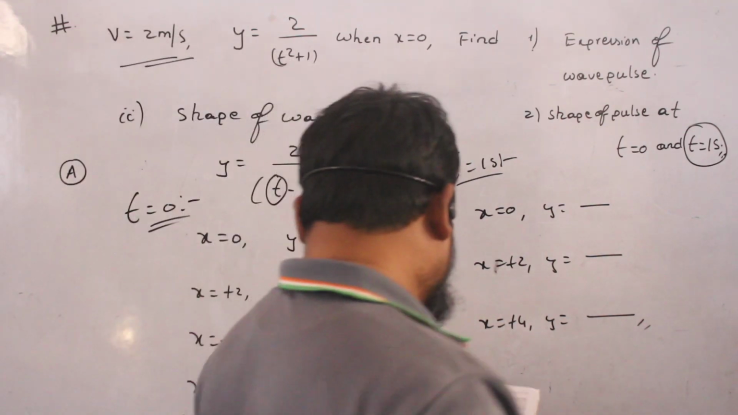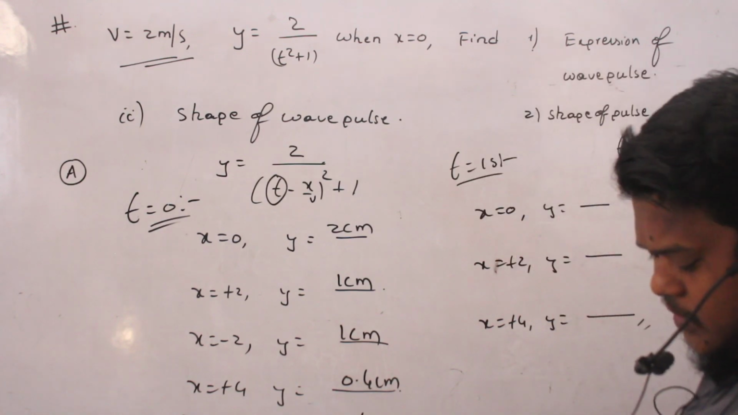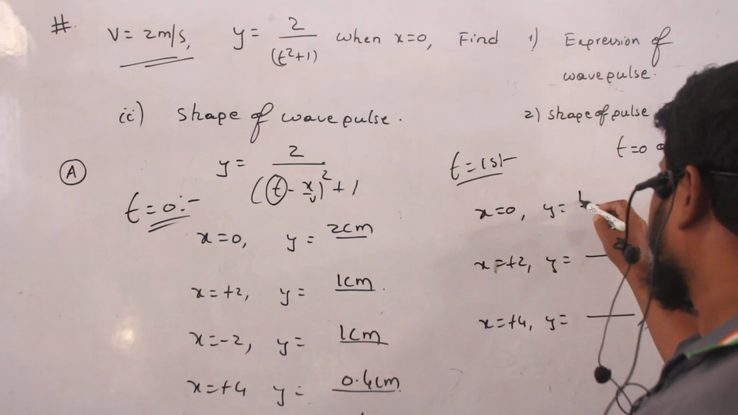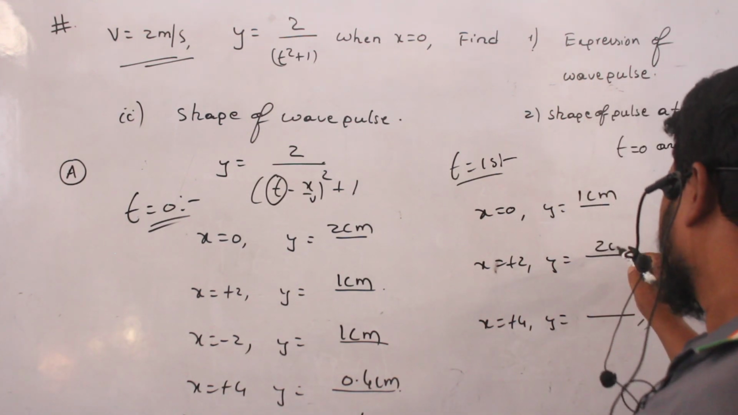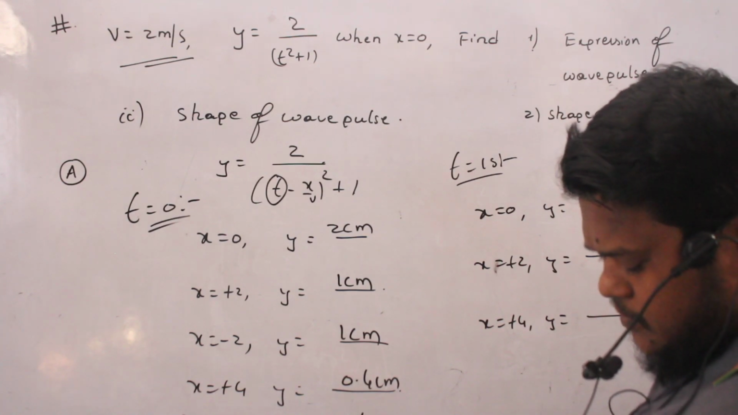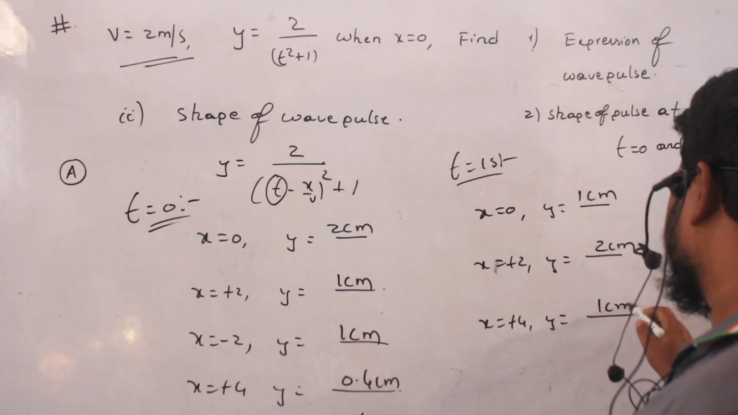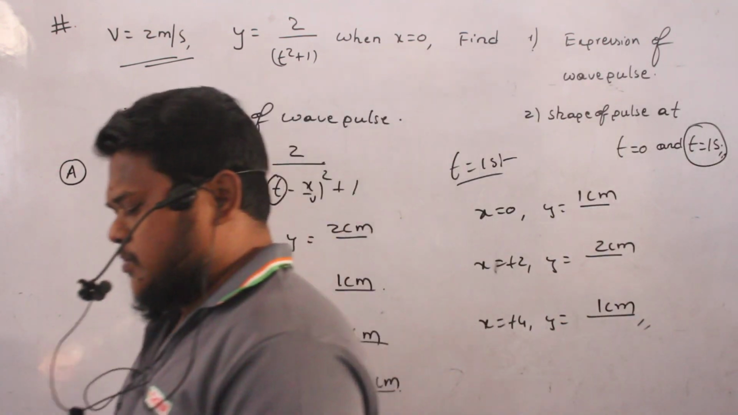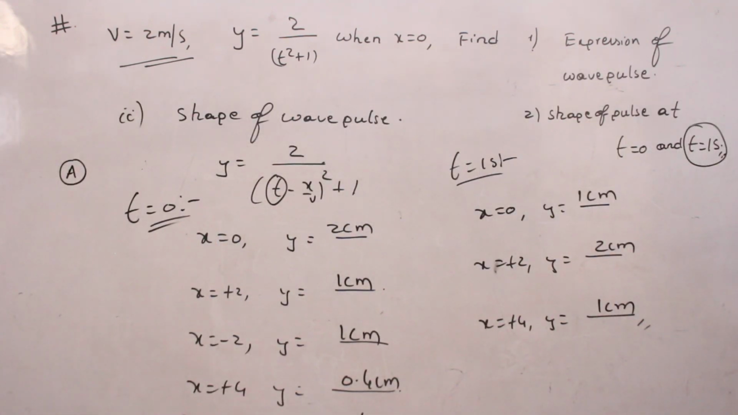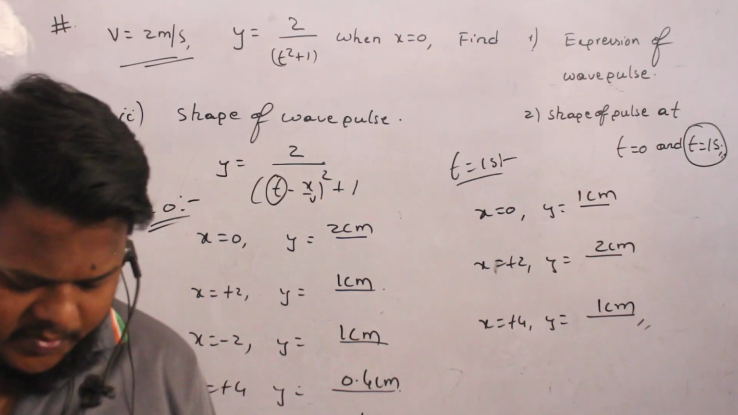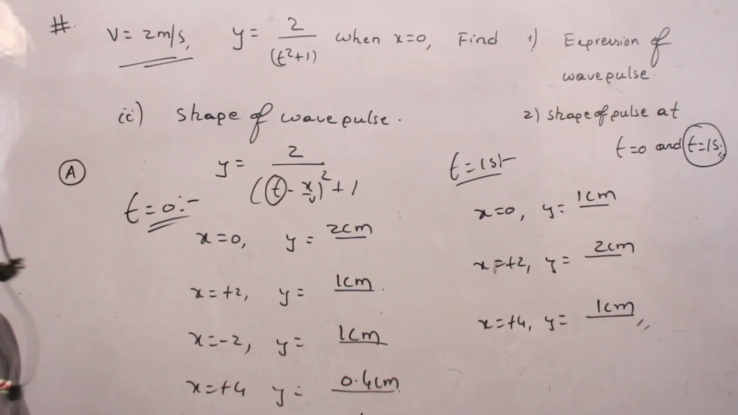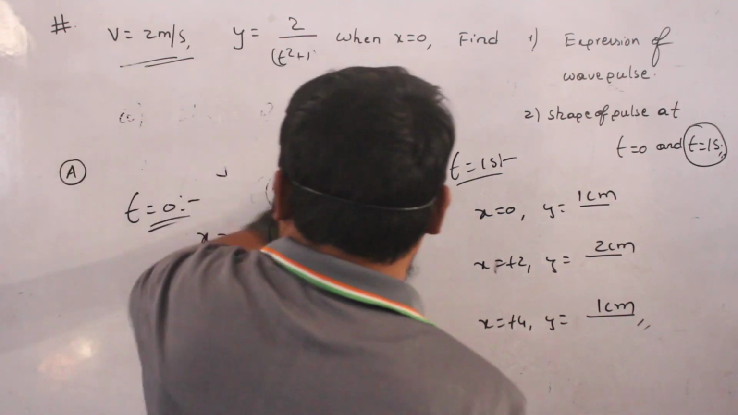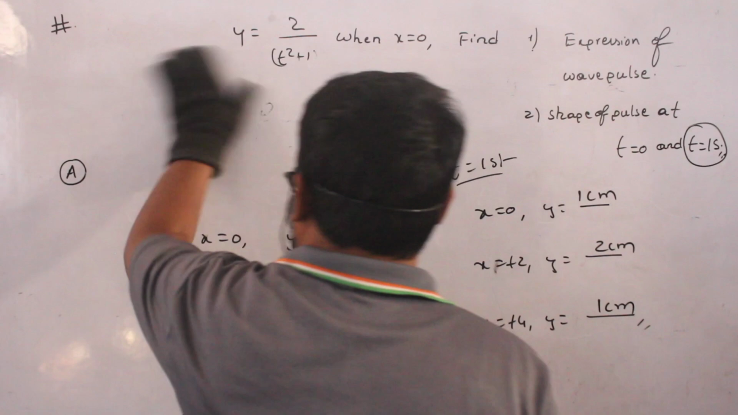So, similarly, at t is equal to 1 second, what are the values he has taken? x is equal to 0, y is equal to 1 centimeter, x is equal to plus 2, 2 centimeters, and x is equal to 4, y is equal to 1 centimeter. So, these are the respective positions of y with respect to x. Now, just draw a graph of them approximately. That should be your answer. Understood? So, therefore, how you will get the graph?